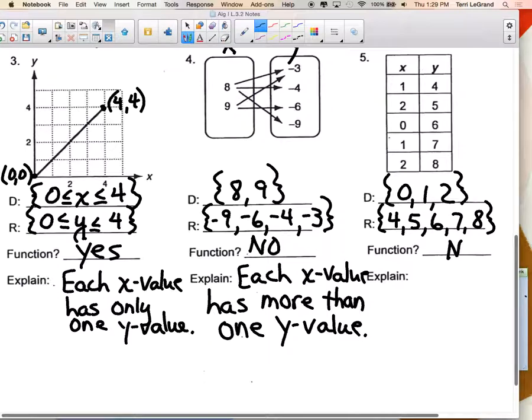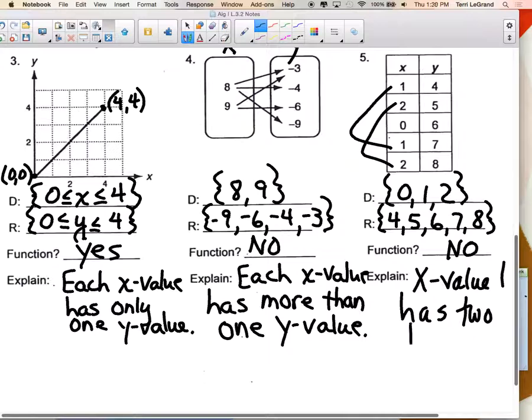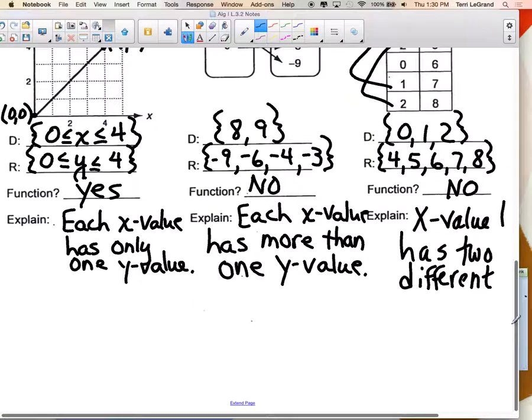Okay, is this a function? No. Why not? X values 1 and 2 have more than one y value. When x is 1, we have 2 different y values. Or you could pick on the other one, 2. So x value 1 has 2 different y values. If you would rather pick on 2 and say 2's the rule breaker, you can pick that one. You can pick both of them. I know how you guys like to save work.